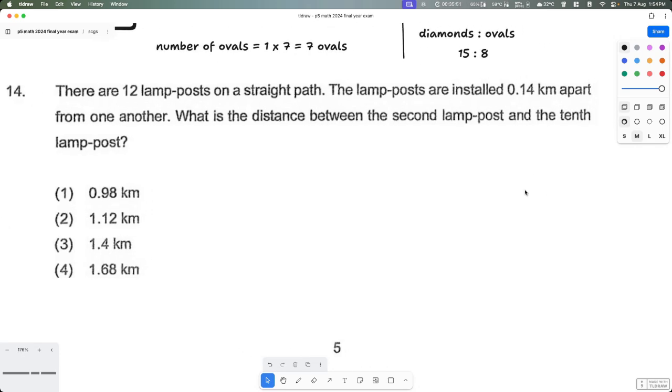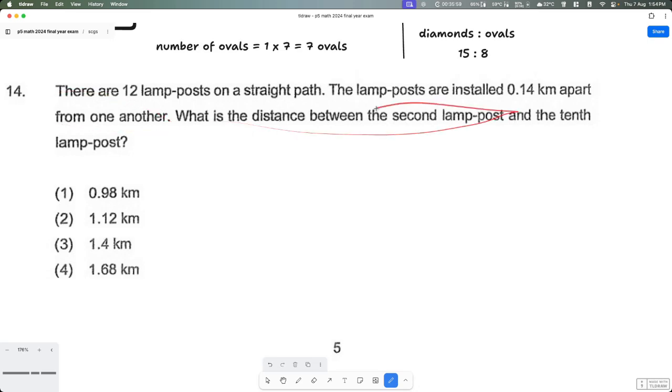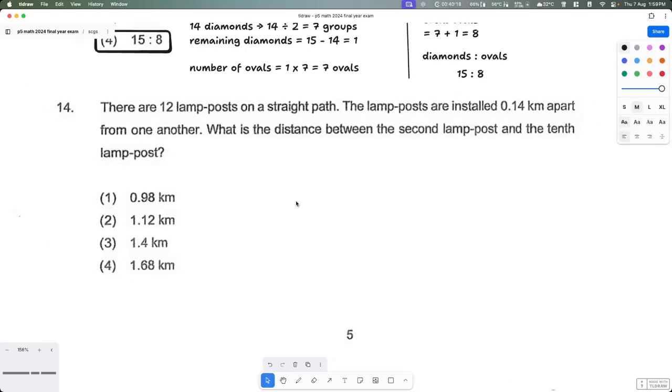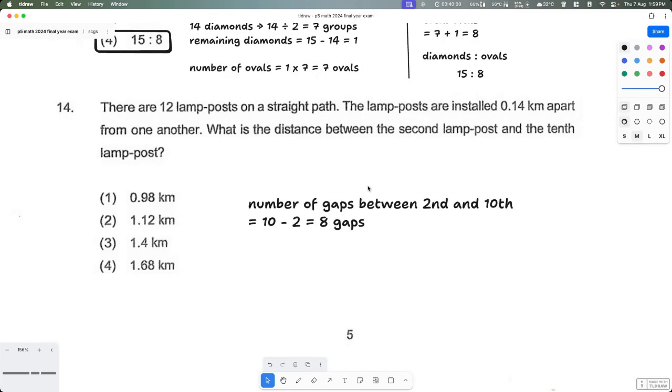Almost to the last one. There are 12 lampposts on a straight line. The lampposts are installed 0.14 kilometers apart from one another. What is the distance between the second lamppost and the 10th lamppost? What we need to do is get the number of gaps between the second and the 10th, which is basically just subtracting the positions. So 10th minus second, you get 8 gaps.